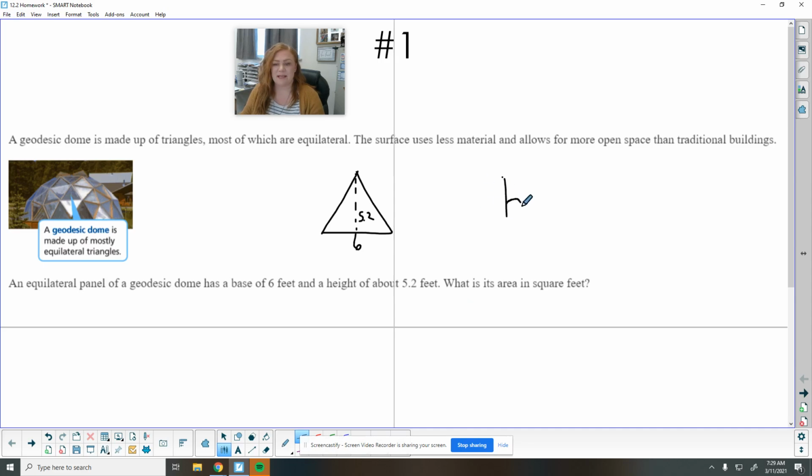So our formula is base times height, but that gives us a quadrilateral, a parallelogram. Then we have to cut it in half in order to get it back to just the triangle. So if I do 6 by 5.2, that's giving me this parallelogram. We want to cut it in half to get that triangle. So we're going to do 6 times 5.2, and then divide by 2. Don't forget about that decimal, and that will give you your answer in square feet.